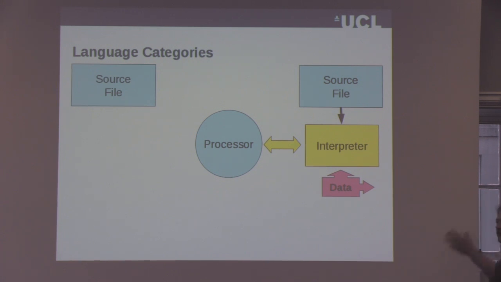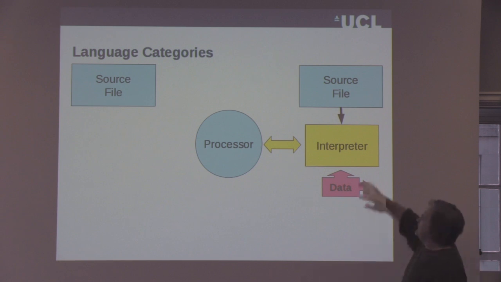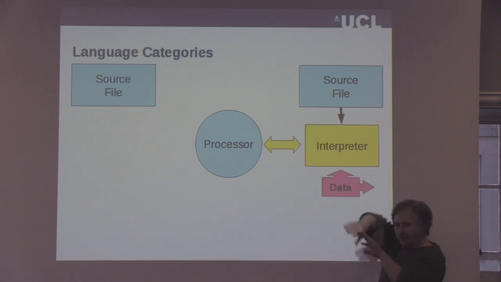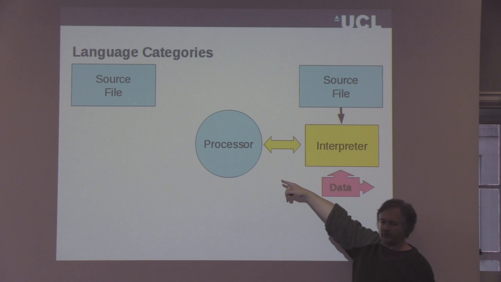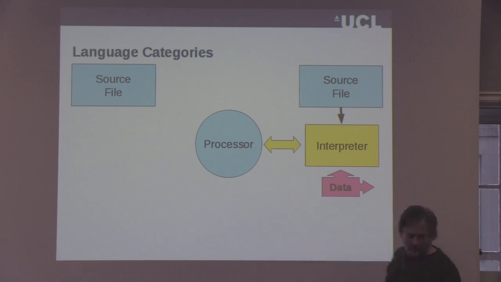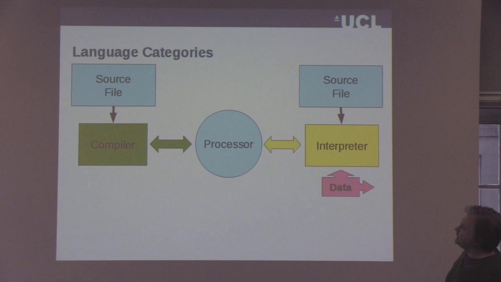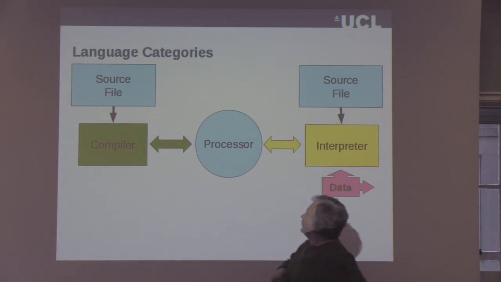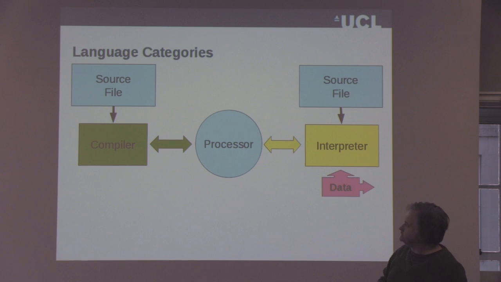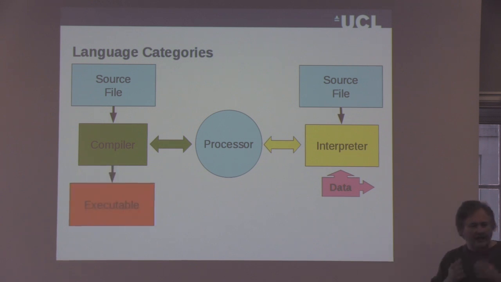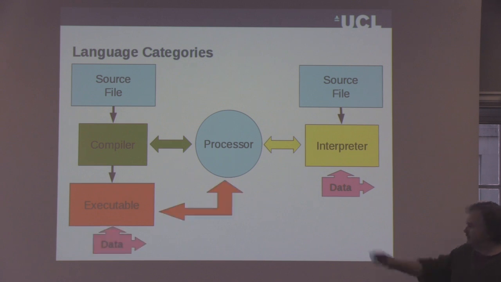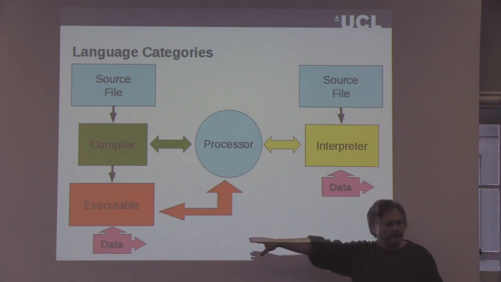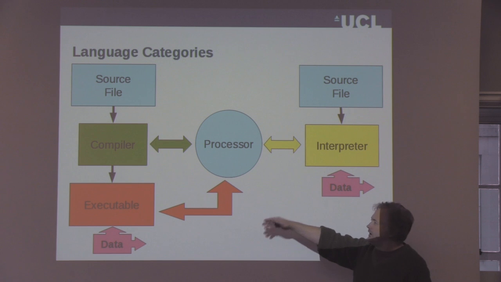That means that every time you run the program, the interpreter has to convert the commands into something that the processor can actually understand. The alternative is a compiled program where, again, you start with a source file, you run it through another program called a compiler, which talks to the processor, and that generates an executable program, which then can talk to the processor directly and process your data.